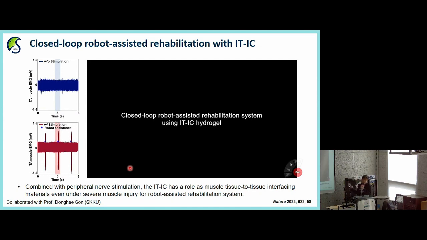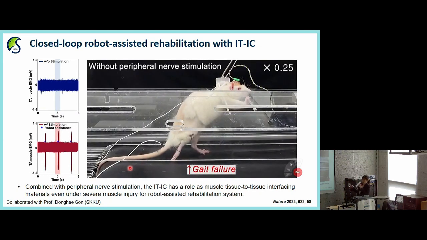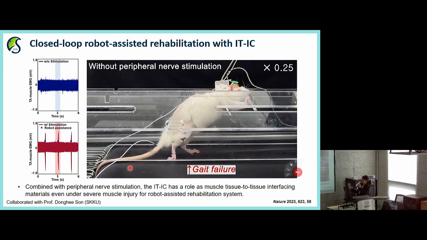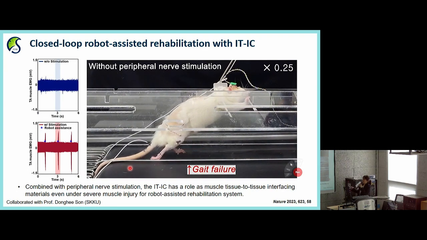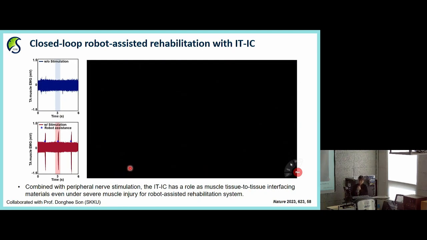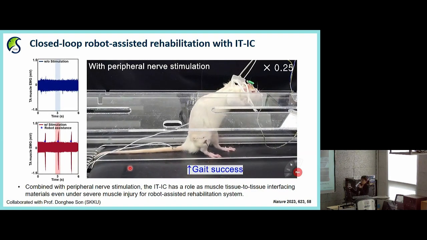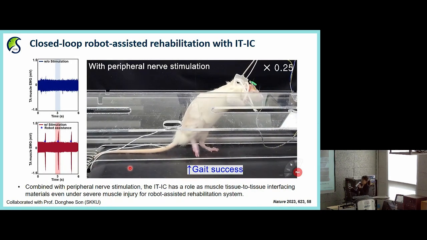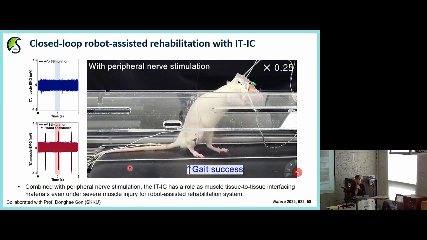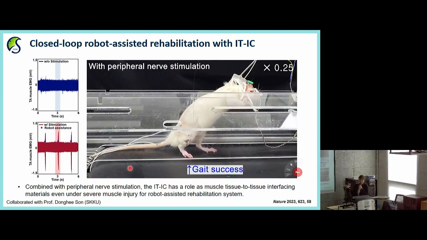You can see this video without any stimulation. The rat has gait failure, so the robotic arm cannot work at all to support the gait. But with peripheral nerve stimulation, the robotic arm can be activated by the evoked EMG signals, and it can raise up the foot of these animals. So this can be the initial stage of our platform, and we can develop an advanced rehabilitation system using hydrogel and bioelectronics.